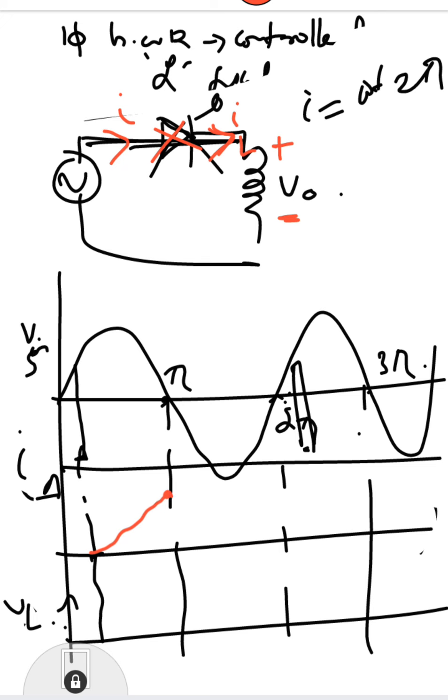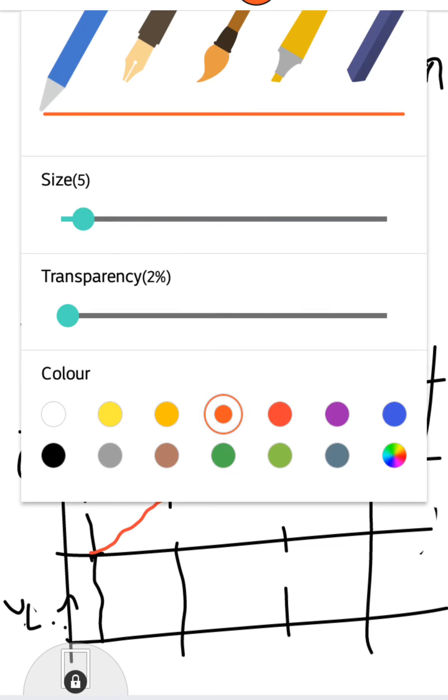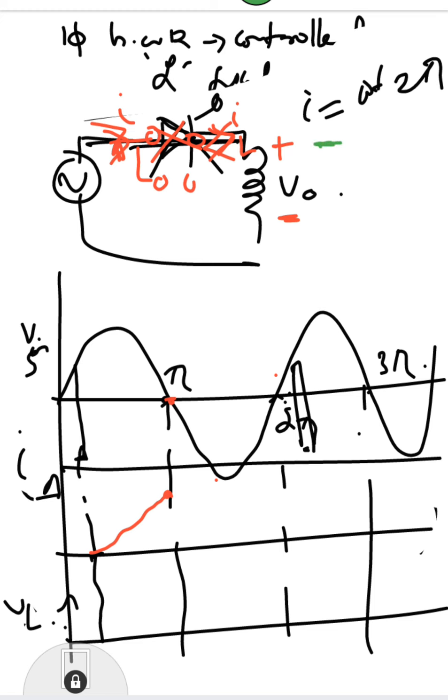Okay, and after pi, there is the negative half cycle, pi to 2 pi. The SCR will suddenly turn off, right? When the SCR turns off, what will happen to the flow of current? There is a break in the flow of current, which means current starts to decrease through the inductor. Whenever the current starts to decrease, the inductor will develop a polarity in the opposite direction just to oppose the decrease in current. So current slowly decreases and finally reaches this value.